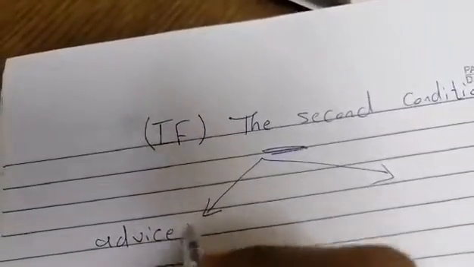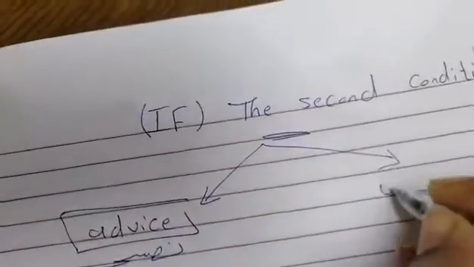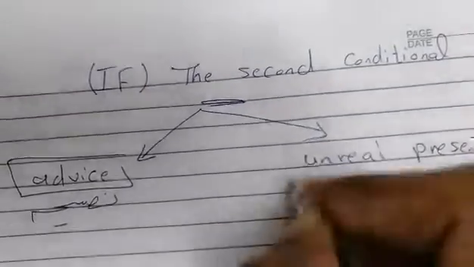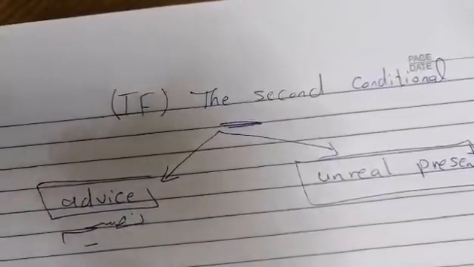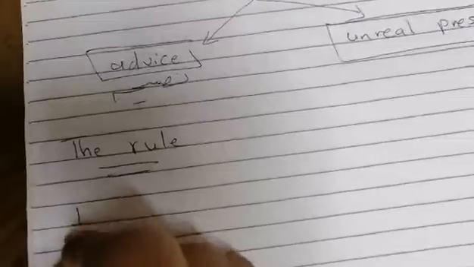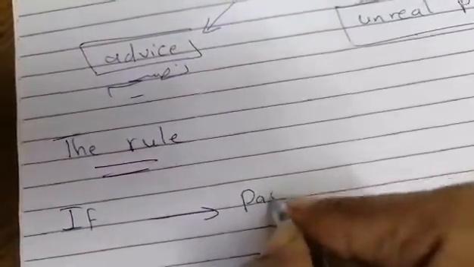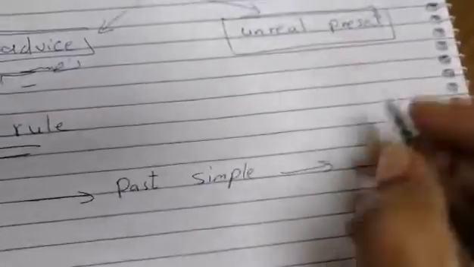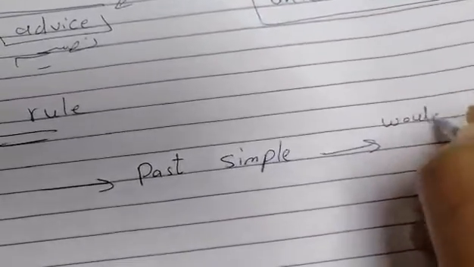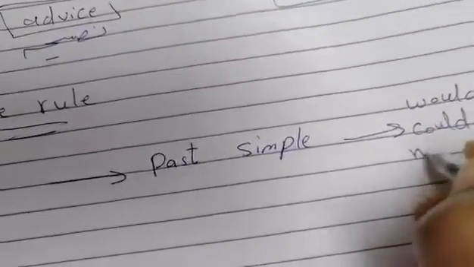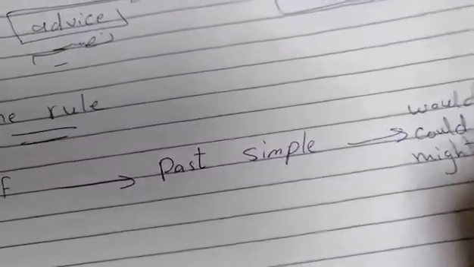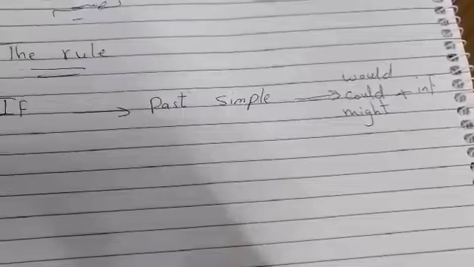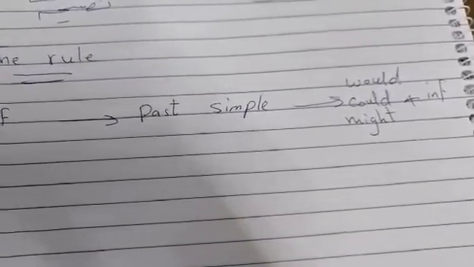We use the second type of if to give advice, or to talk about unreal present. Okay, the rule: if is followed by past simple, and the other sentence we use would or could or might plus infinitive. This is the rule. If is followed by past simple, and the other sentence would or could or might plus infinitive.